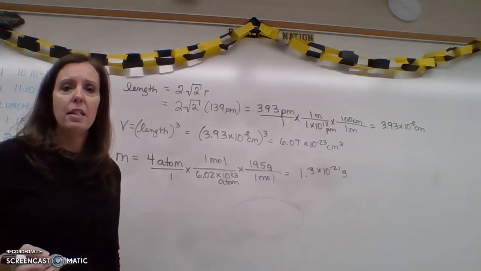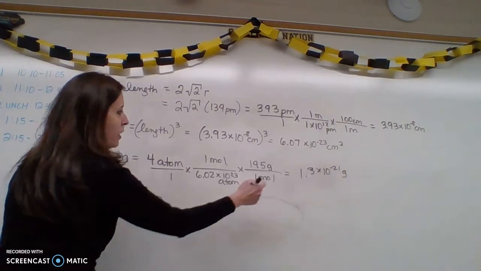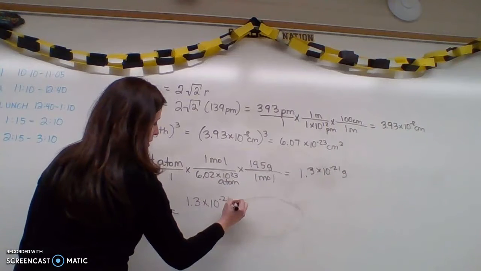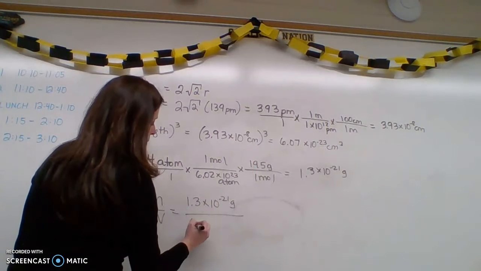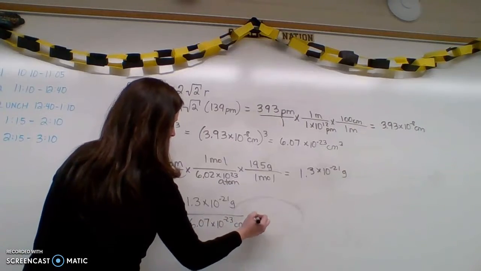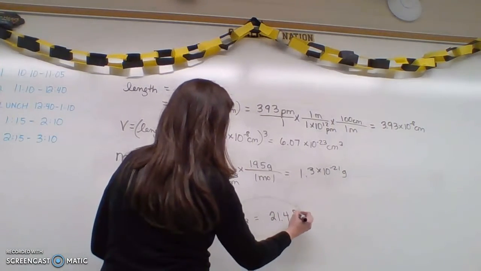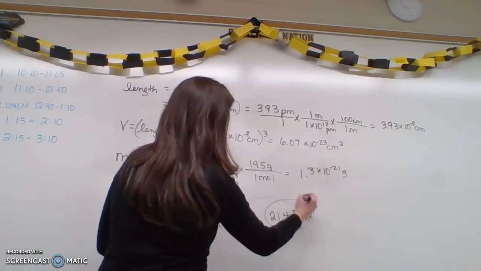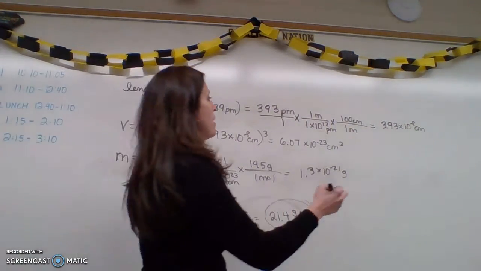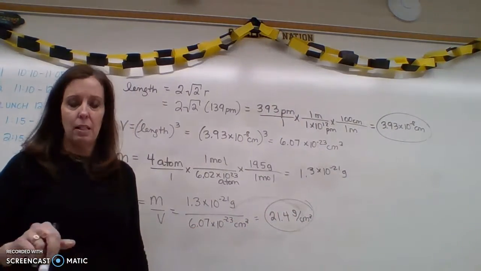So it makes finding density really easy. Density is just mass over volume. So there's my mass over volume. Plug and chug in my calculator. And I'm done. Okay? So I had to find two things here. I was asked to find the length, and I was asked to find the density.